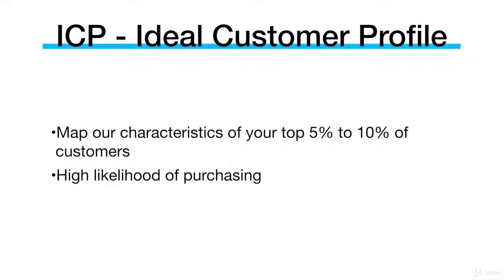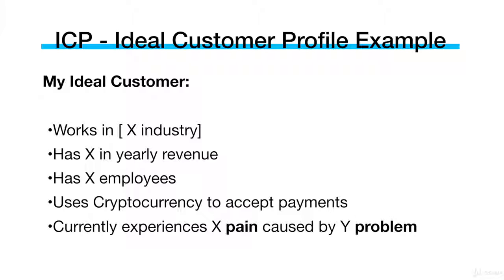When you're creating the ideal customer profile, there's a lot of ways you can slice and dice it, and it really depends on what your product or service is and who you're trying to serve. So I'm going to give you an example, and again, the variables will differ depending on what you're selling. Let's say my ideal target customer works in X industry, has X in yearly revenue, has X amount of employees, and a special thing might be they use cryptocurrency to accept payments. You might be only targeting companies that use cryptocurrency for those things, depending on what you're selling. And the last part is currently experiences X pain caused by Y problem.